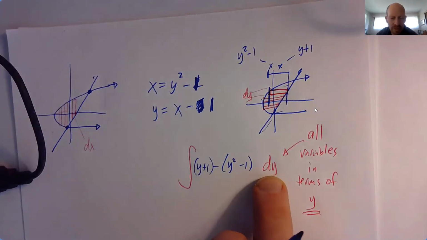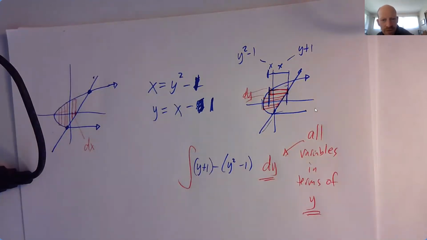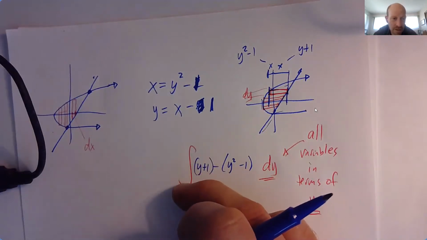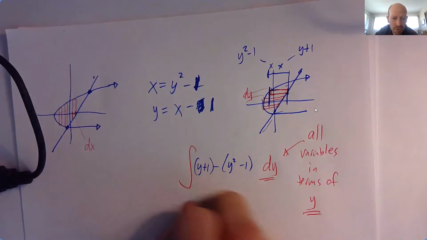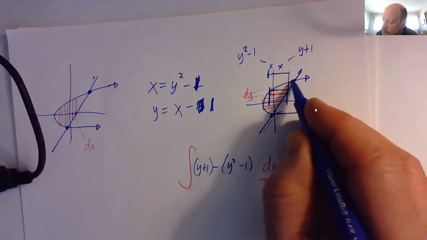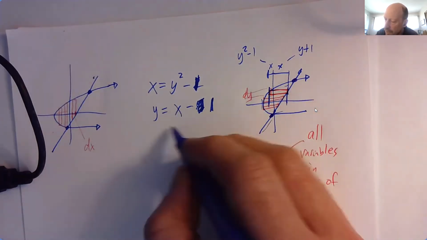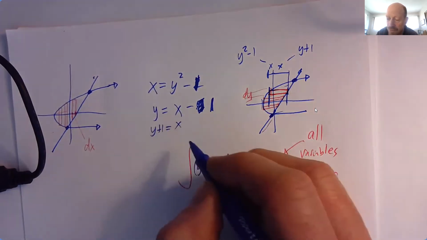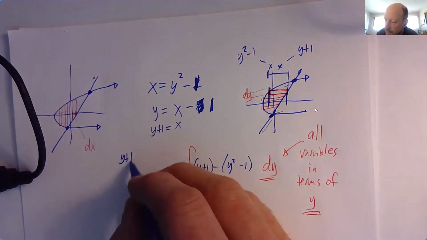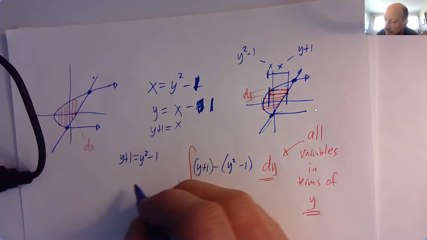times the width of that little rectangle. This is going to add them all up as soon as I give it the right bounds and give me a value, and I'm going to do that using the fundamental theorem. So the last piece is I just need to figure out where these are equal. Like before, I'm going to solve for x, so then I can set these equal to each other: y plus 1 equals y squared minus 1.